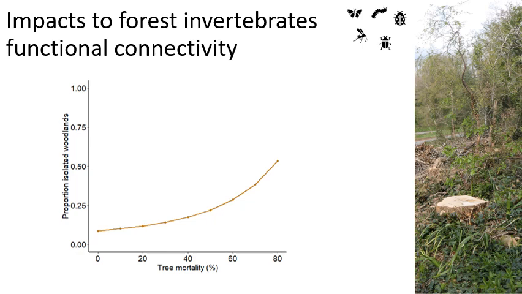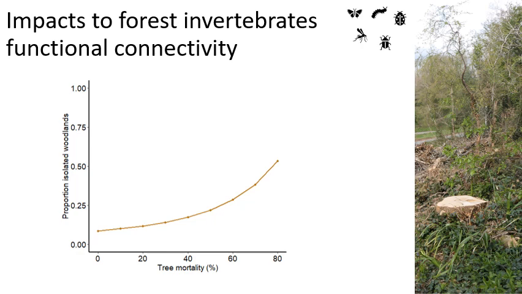The first one is looking at impacts to functional connectivity. This graph shows the proportion of isolated woodlands. An isolated woodland is a woodland in our landscape that doesn't receive any emigrants in a given year, so there are no new individuals entering that woodland. It might have a population in it, but nothing's entering it. And we have tree mortalities, that's our ash dieback treatment. As we'd expect, as our tree mortality increases, we see an increase in the proportion of isolated woodlands.